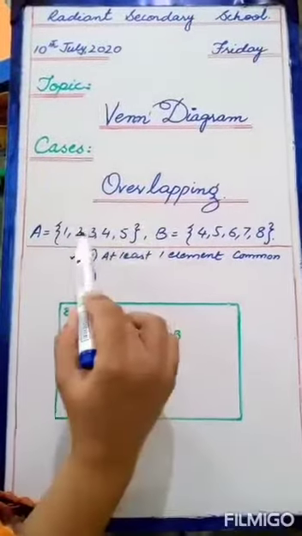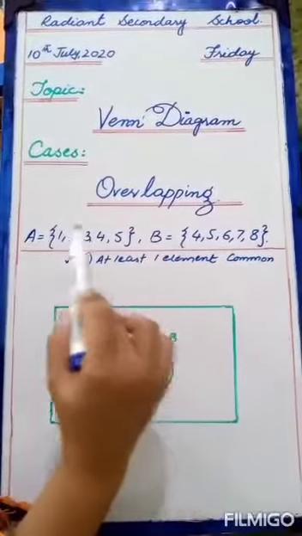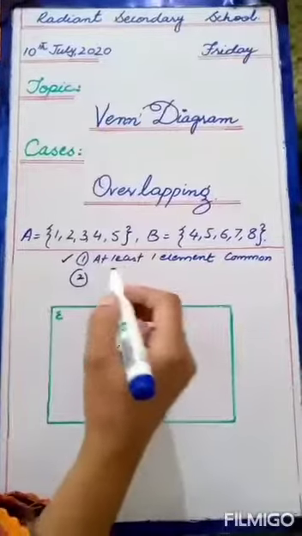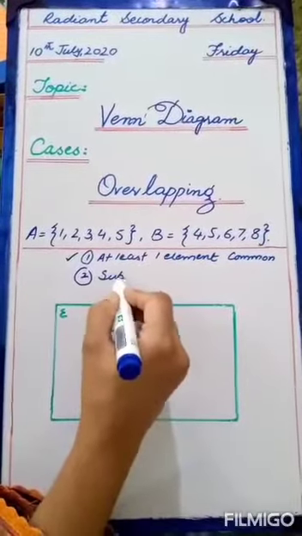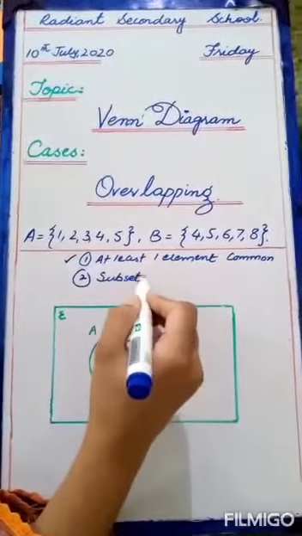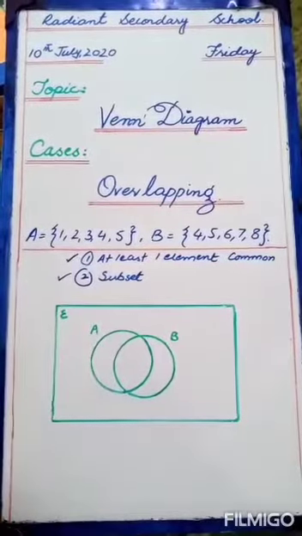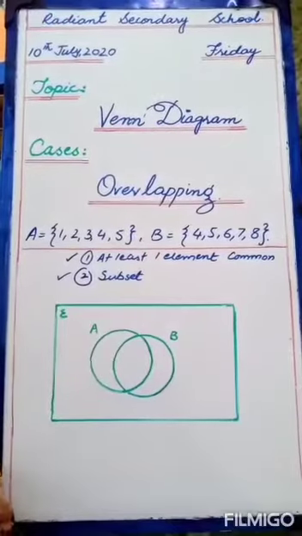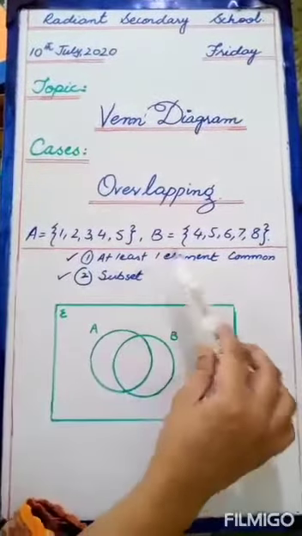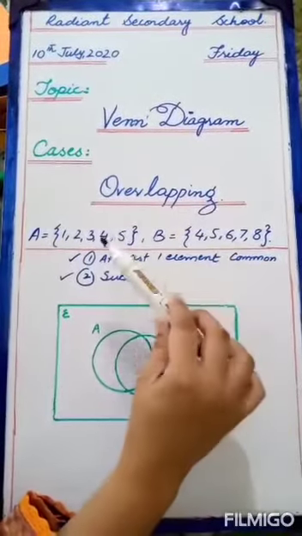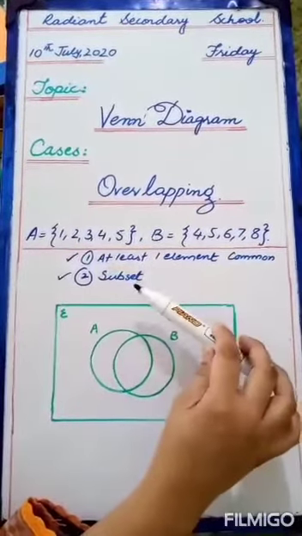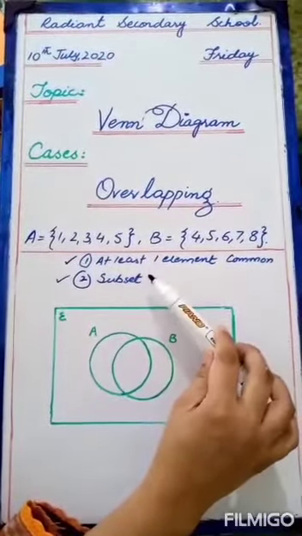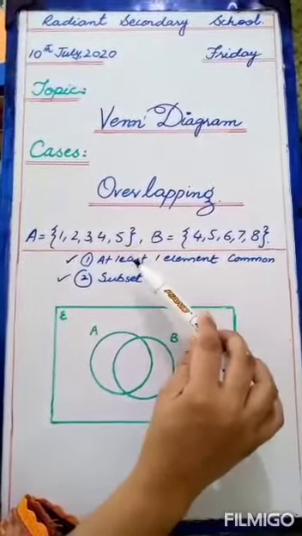We have also checked that A is not a subset of B, and B is not a subset of A. So none of the sets is a subset of the other one. So this point is also clear. Then we can say that this is the case of overlapping. If all the elements of one set are present in the other one, then it will be the case of subset. If no elements are common, it will be the case of disjoint.